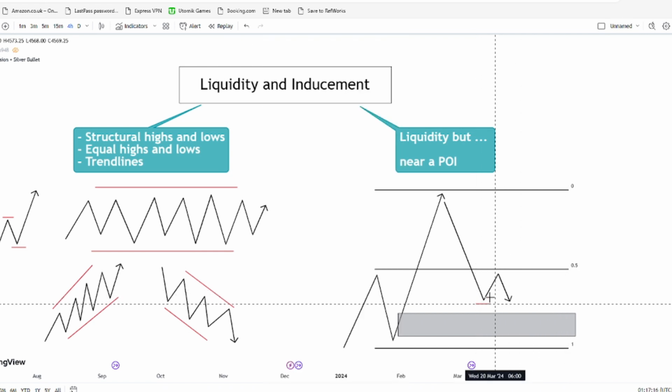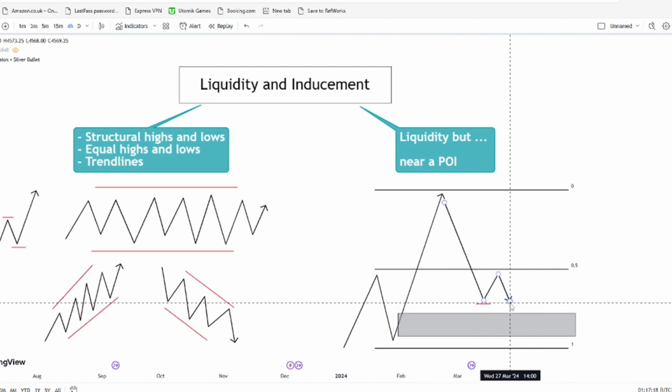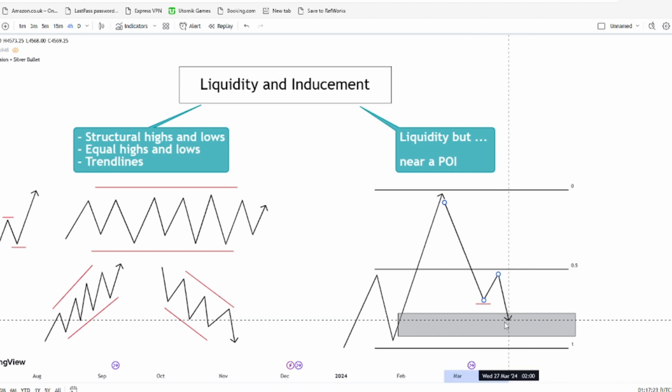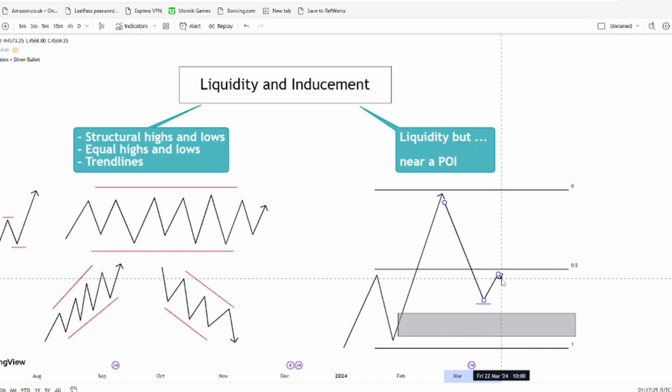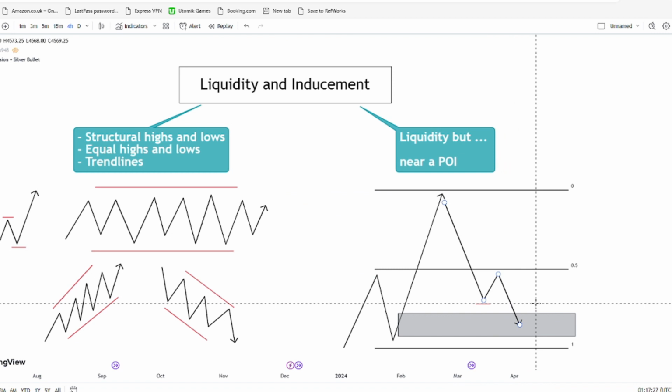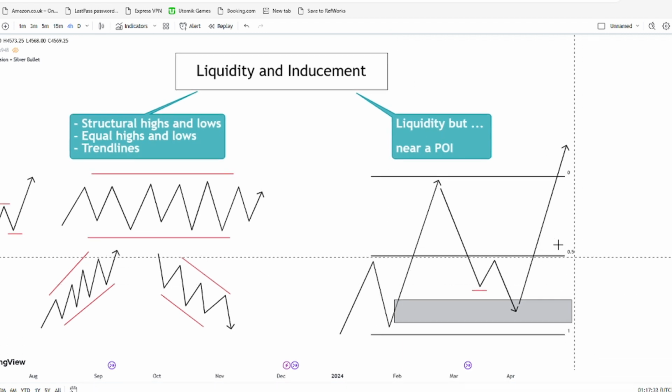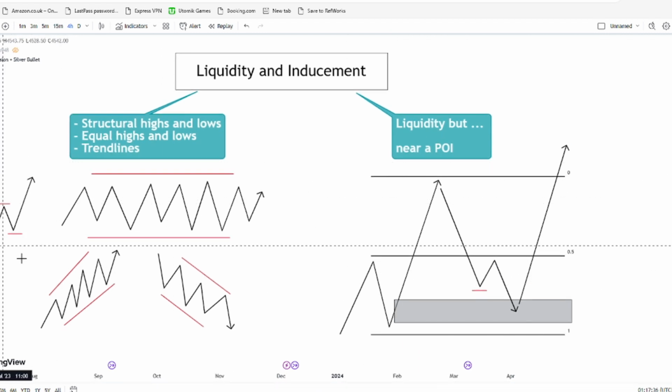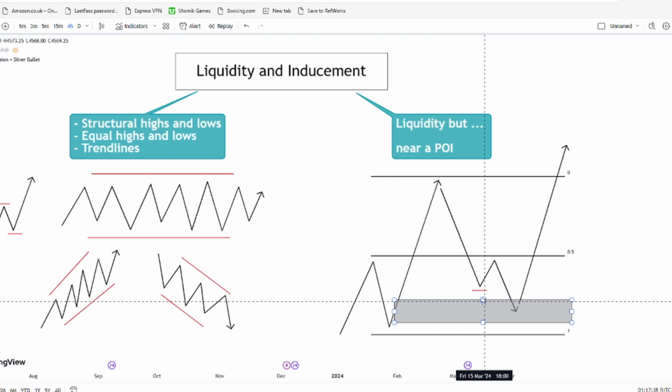So we see the red line being drawn here, which is a liquidity point. Now what do we see? Price engineers liquidity because it's stopped just below the POI, okay? Now we see price often mitigate into the POI before we see it move higher. This is the first form of inducement, right? This form of inducement is being applied over here, structural highs and lows, right?